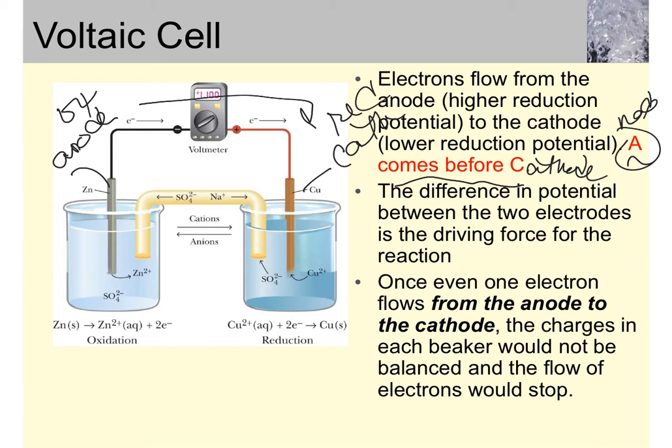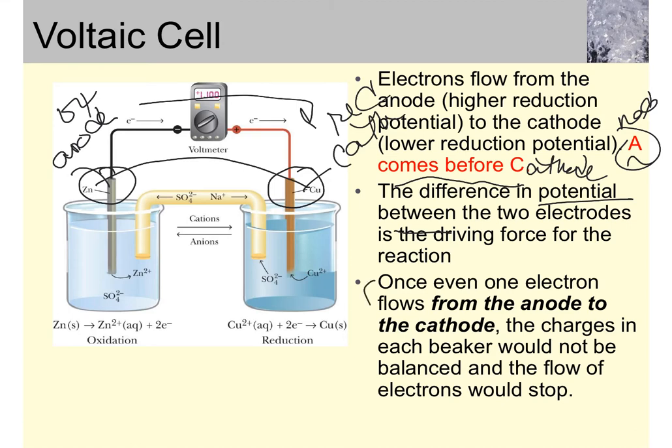Now, what makes a redox reaction spontaneous or not? It's the difference in reduction potential, which we'll talk about later. It's a difference in reduction potential between the two electrodes. Now, the electrodes are the actual pieces of metal in each half cell. So it's the difference in reduction potential between zinc and copper in this example.